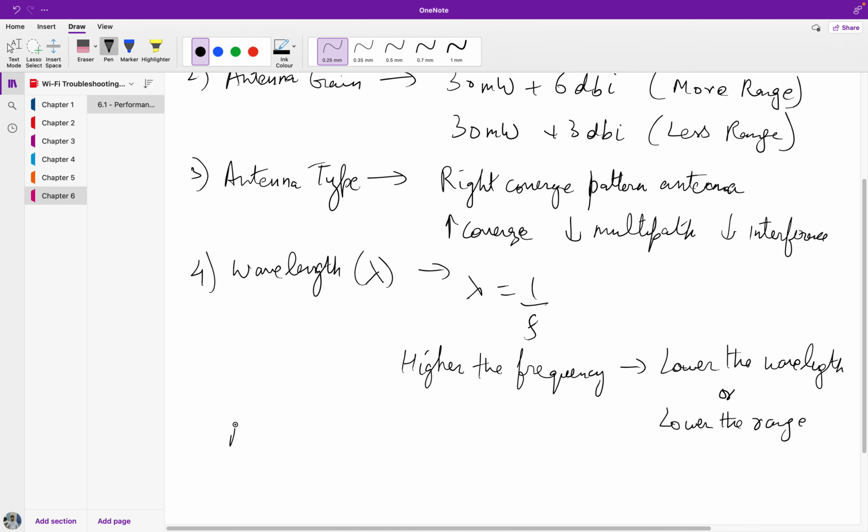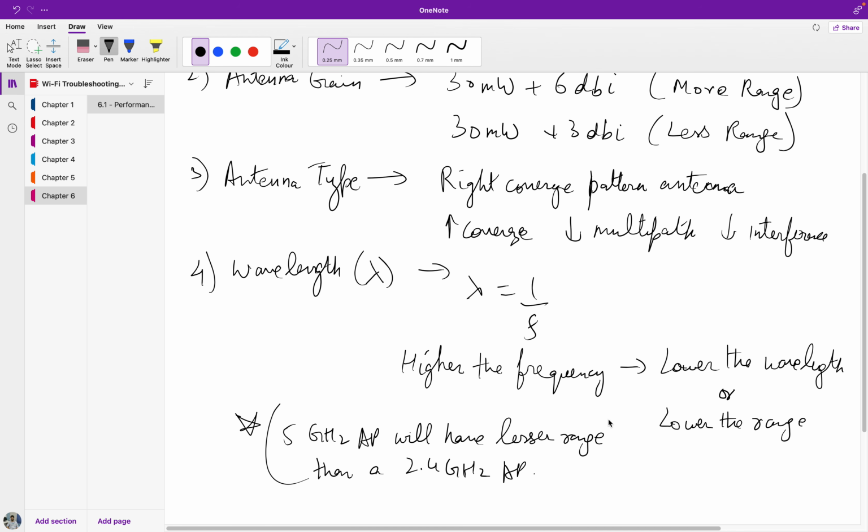So all else being equal, let me erase this and just simply write that a 5 gigahertz access point will have lesser range than a 2.4 gigahertz access point. Okay, so always know this. That's why when it comes to coverage and when you design a network for 5 gigahertz, 2.4 will anyway adjust accordingly because it has got greater range than that.